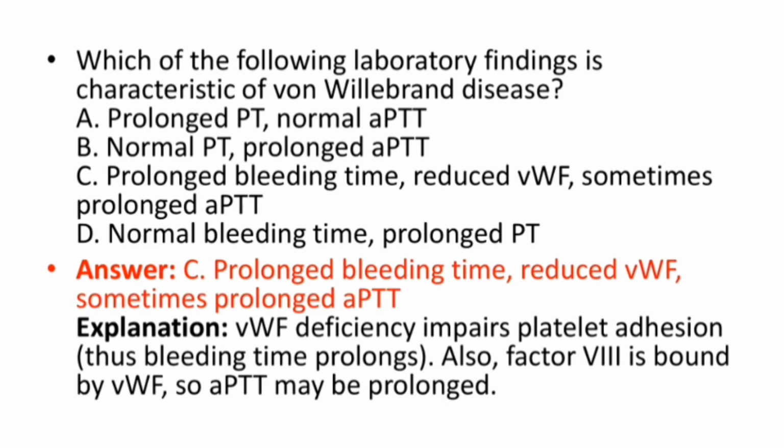Which of the following laboratory findings is characteristic of von Willebrand disease? Option A, prolonged PT and normal APTT; option B, normal PT and prolonged APTT; option C, prolonged bleeding time, reduced VWF, sometimes prolonged APTT; option D, normal bleeding time, prolonged PT. The correct answer is option C, prolonged bleeding time, reduced von Willebrand factor, sometimes prolonged activated partial thromboplastin time.